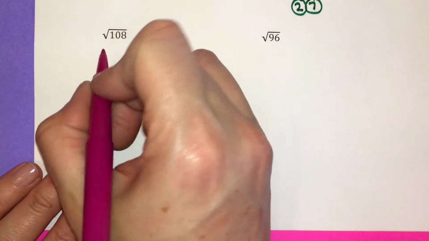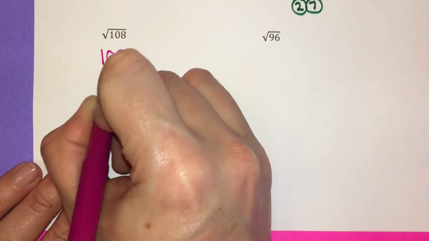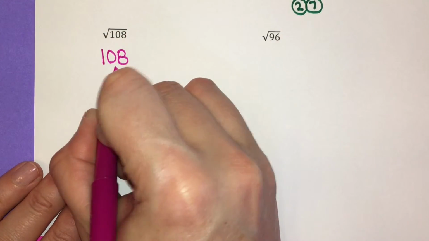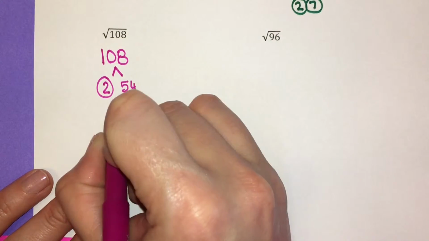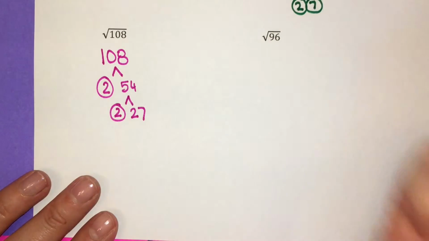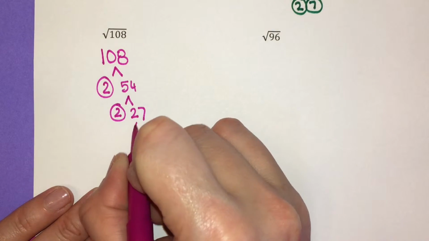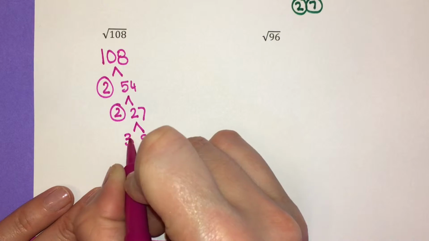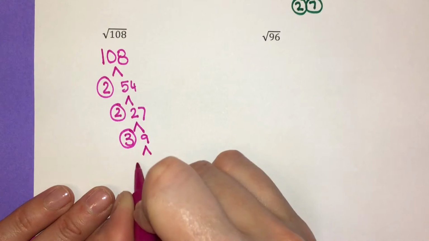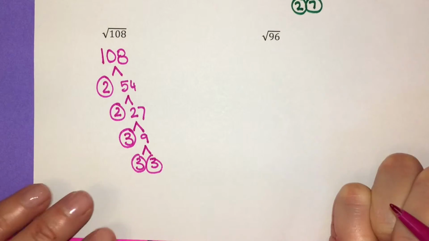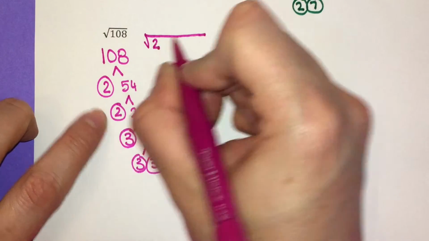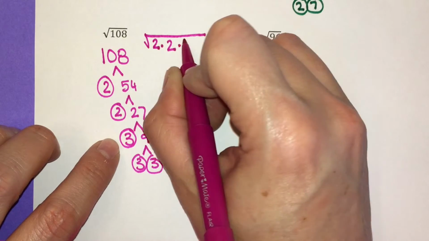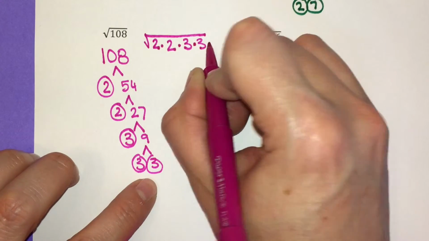All right, square root of 108. I'm going to start with 108. I know that 2 times 54 will give me 108. 2 times 27 gives me 54. 27 is 3 times 9. And 9 is 3 times 3. So I'm going to write all this out. I have the square root of 2 times 2 times 3 times 3 times 3.